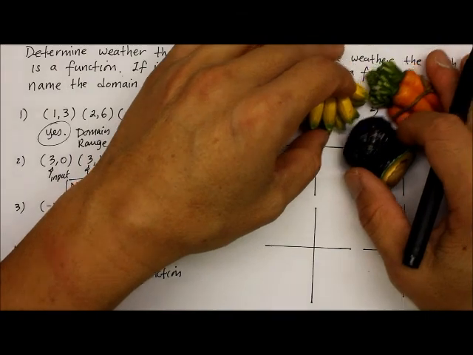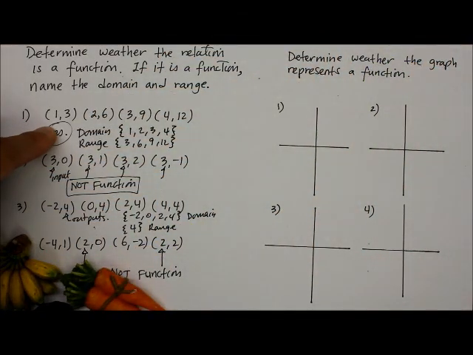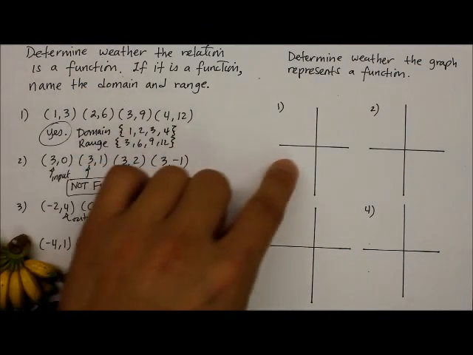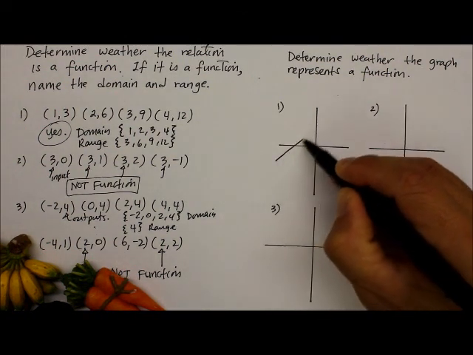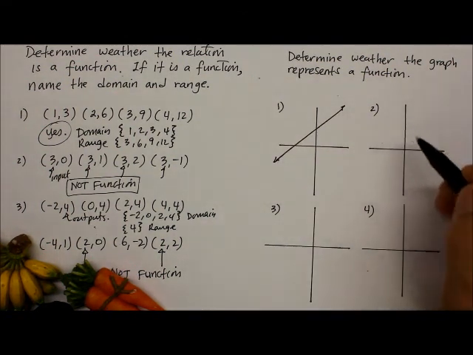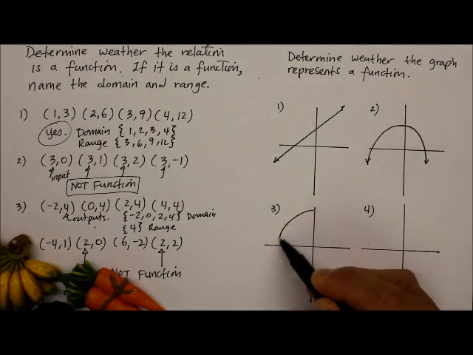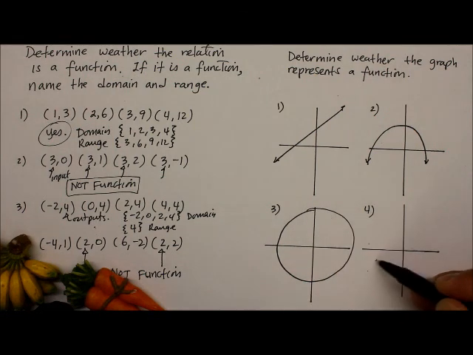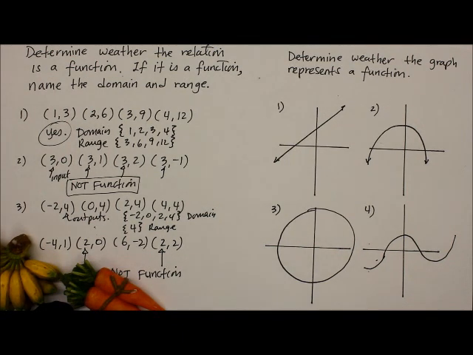Now, let me show you. This was if you are given ordered pairs to determine if the relation is a function. But sometimes they will draw you a graph. So for example, can you tell by looking at the graph which is a function? Let me give you a little quick tip on that one.